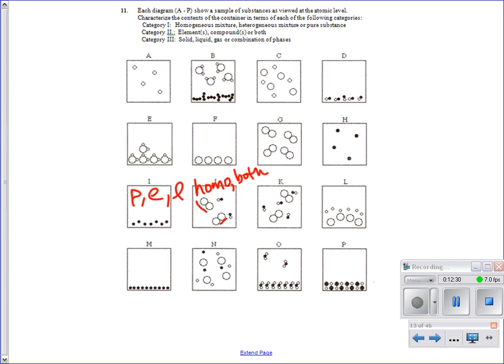Solid, liquid, gas, what is it? Gas. Okay. I'm going to jump around. This one, P, is really important. Solid, liquid, well, let's go. Pure or mixture? Mixture. What type of mixture? Homo. So you should just write homo.